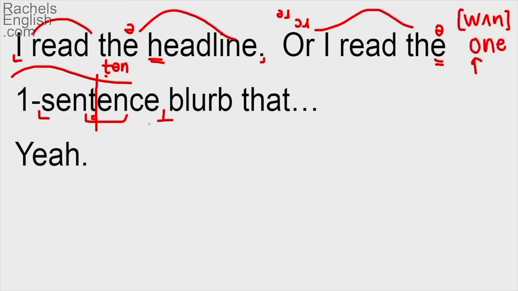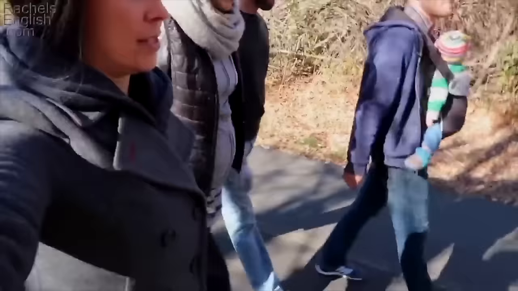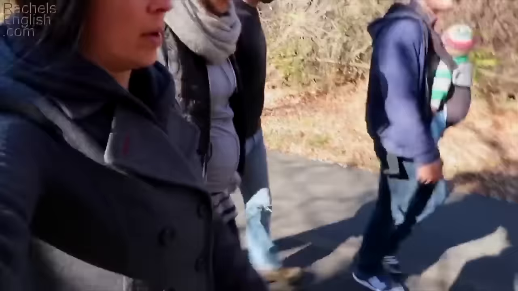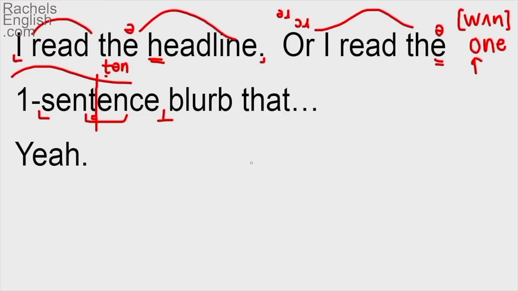One sentence blurb that. So now I say blurb that, and that's one thought group. I'm thinking of exactly what to say. Blurb that. So I might normally reduce the word that to the schwa, but I don't here because I'm thinking about what to say, so I'm speaking a little bit more slowly. Blurb that. So that keeps its full A vowel. It does have a stop T.